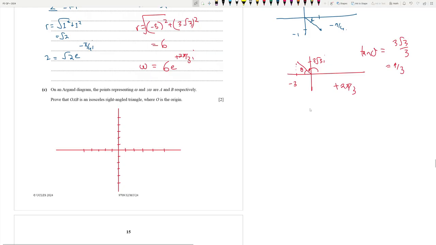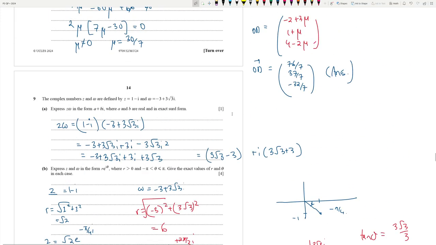So we need to know what 3 root 3 actually is. 3 root 3 is 5.19. So it's 1, 2, 3 and 1, 2, 3, 4, 5.19. So somewhere over here, this is the point. This is minus 3, this is 3 root 3, real, imaginary. So this is the point A, and z omega, how much is it?